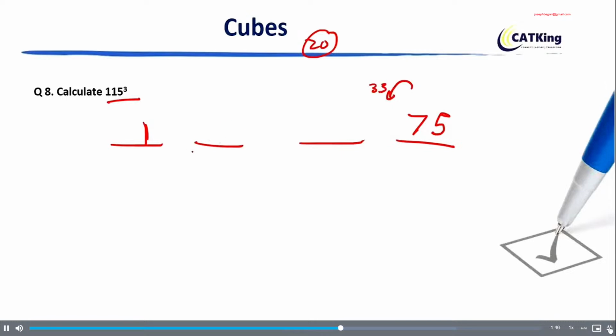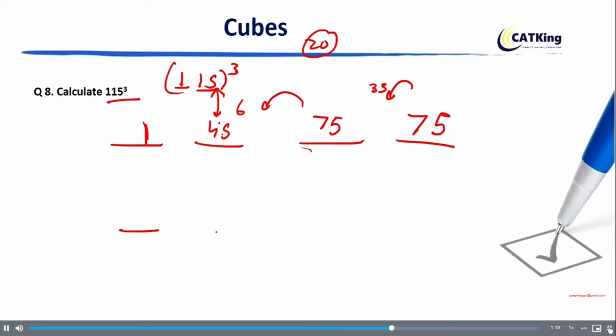Okay, what will come here? 1 into 15 into 3, which is 45, correct? This is 1 and 15 cube, right, guys? So 1 into 15 into 3, which is 45. Here, 45 into the second number. Second number is 15, right? So 45 into 15, which is 675. Again, can I write 675? No. I'll just write 75 and 6 will be carried over, right? Okay, let's just simplify this.